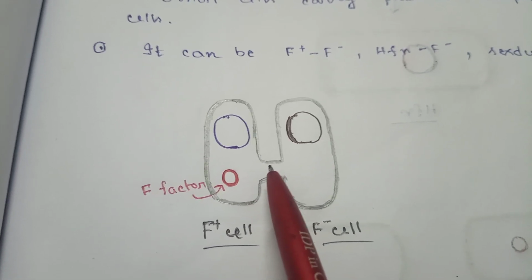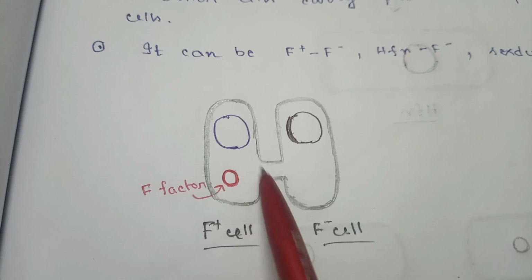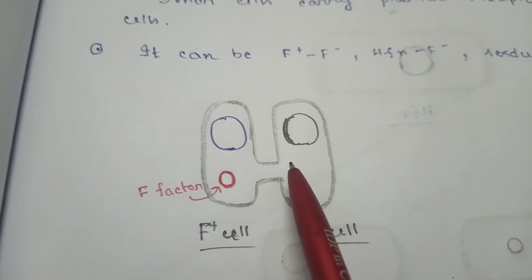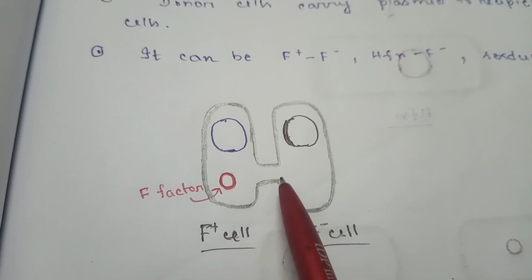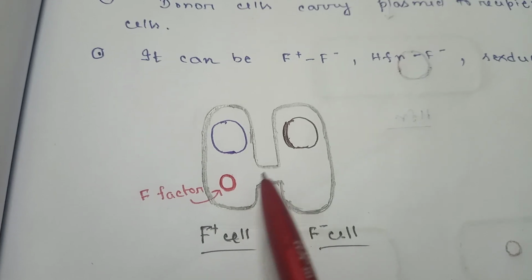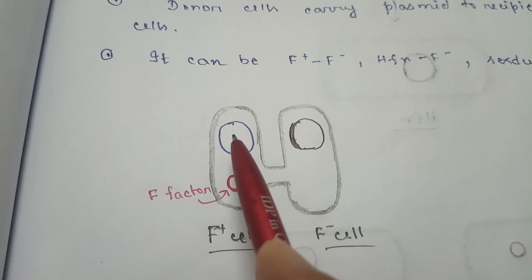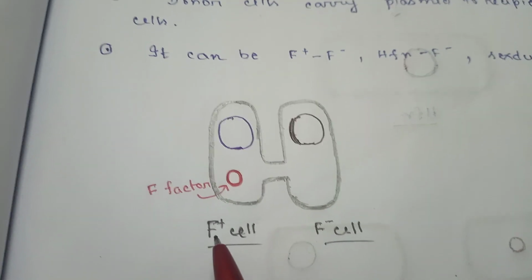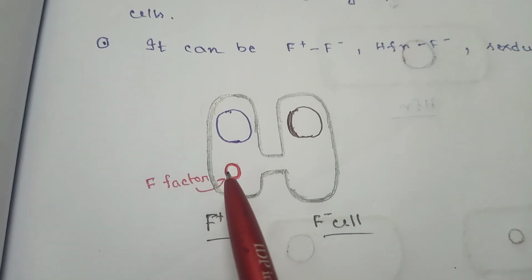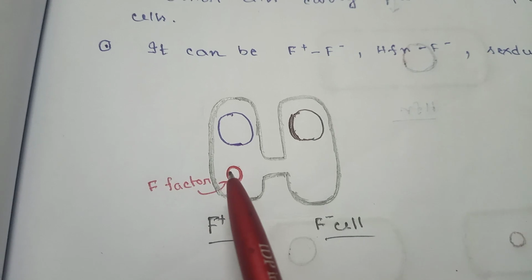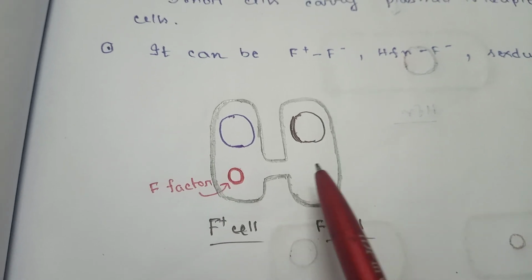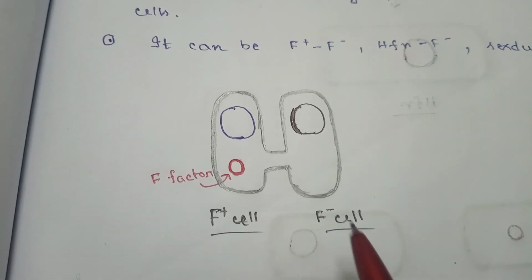So this is the bridge. Earlier these were two separate cells, and they come close and make a mating bridge to transfer the F factor. Now this is the main bacterial chromosome, and this is F plus, so it contains the F factor. And here you can see there is no F factor, so it can be called F minus.